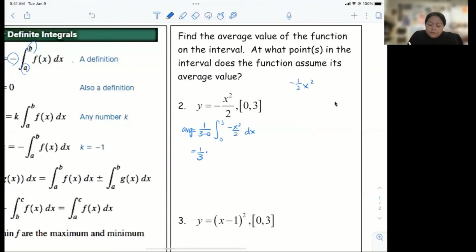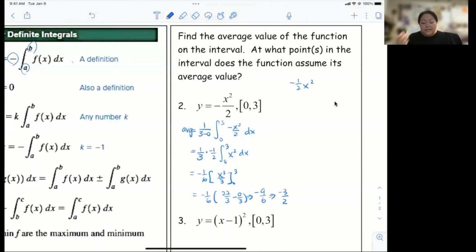So I can pull the negative 1/2 out. Remember I said any coefficient can be pulled out really nicely. You have x squared dx, 0 to 3. So it's negative 1/6. Now go ahead and take the antiderivative. Get x cubed over 3. You evaluate it 0 to 3. So negative 1/6. Plug in the 3. So you get 27 over 3 minus 0 over 3. So you get negative 9 over 6, which is negative 3 over 2. Okay, that is the average value.